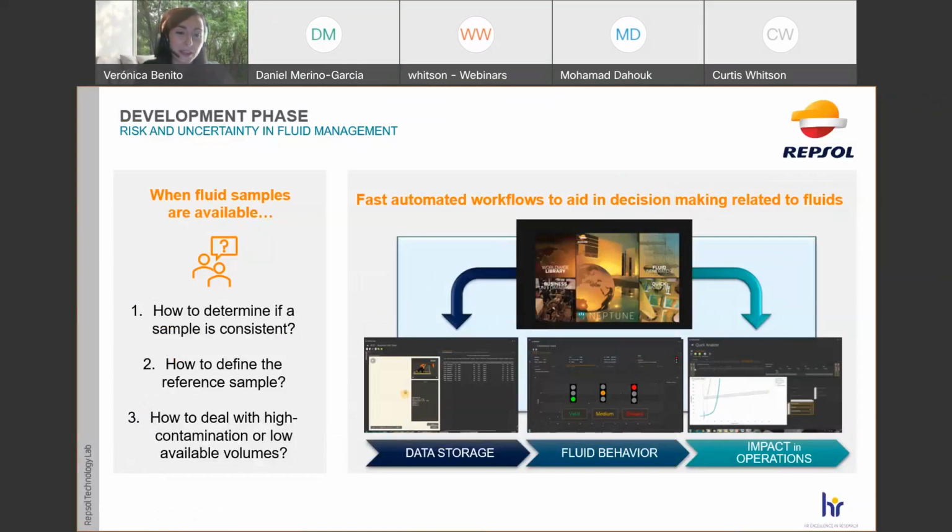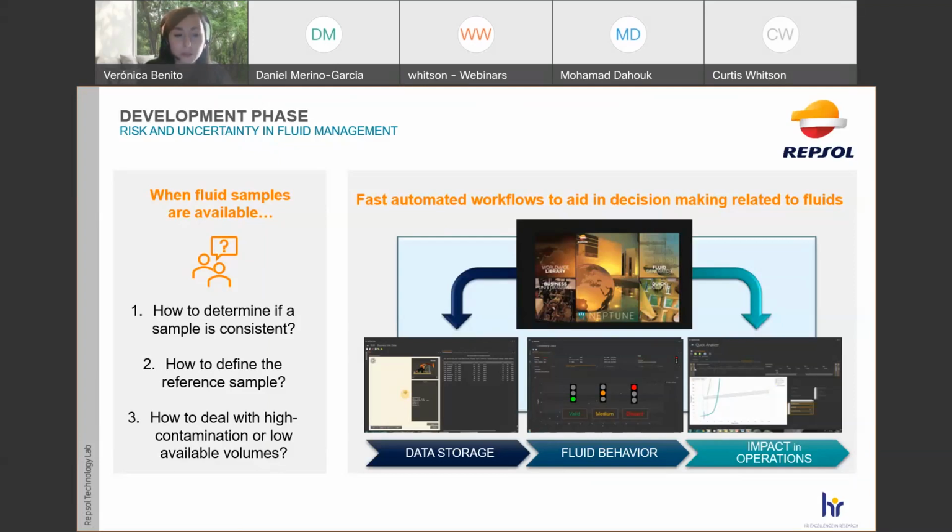Okay. So, hello, everybody, first of all. Well, now we, as Daniel mentioned before, are going to move from the exploratory phase, where we do not have any sample available, to the development phase, where we have the first sampling campaign. In this phase, when samples are available, the uncertainty is reduced, but we still have some questions to be solved. For example, we have three of them.